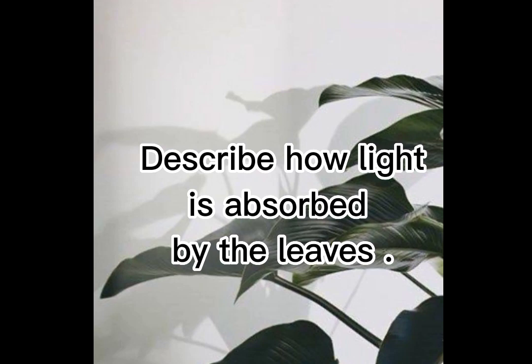Describe how light is absorbed by the leaves. The leaves of a plant absorb sunlight for photosynthesis because sunlight is one of the main components of making the food of the plant. It converts carbon dioxide, water, and minerals into oxygen and energy-rich organic compounds. And the green leaves absorb the blue and red light, which are the colors of light needed for chloroplasts to do photosynthesis.